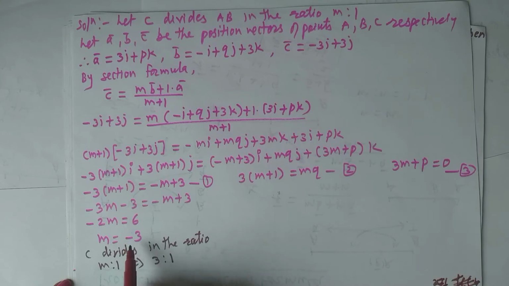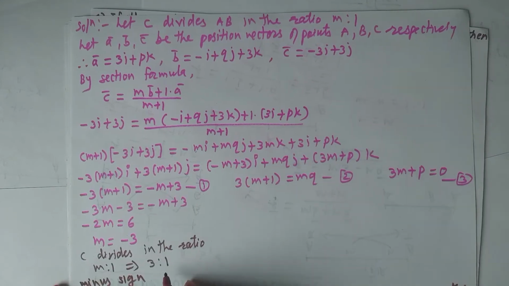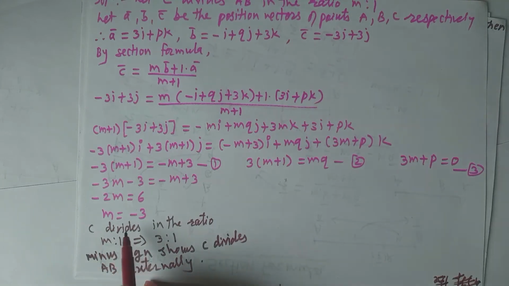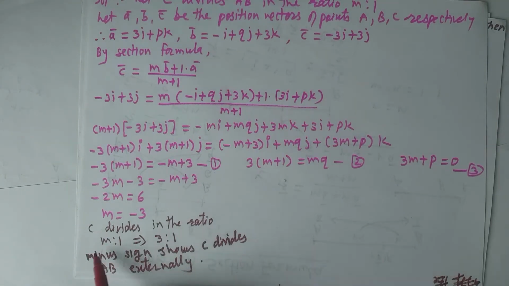This minus sign shows that C divides AB externally. Here m is minus 3 means C divides in the ratio m is to 1, that is 3 is to 1. Here you don't take the minus sign. If I got the value of m negative, then you take the magnitude of that, because that is the distance. Therefore you write down 3 is to 1. And what about this minus sign? This minus sign shows that C divides AB externally. If the value of m is positive, then you write down C divides in the ratio 3 is to 1 internally.